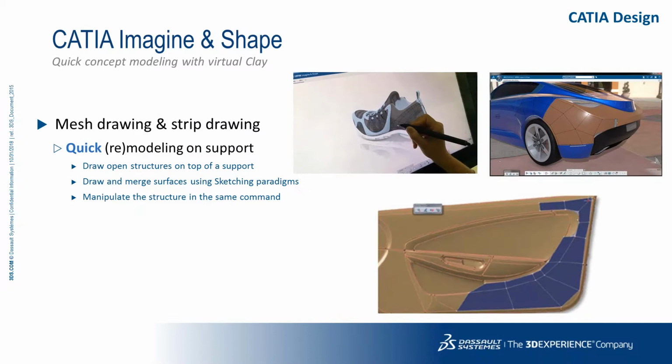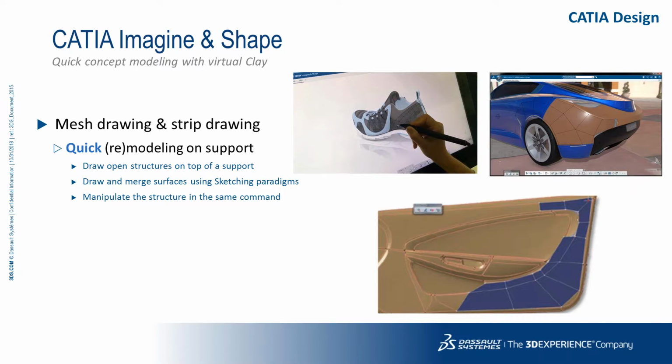So, CATIA Imagine and Shape. We have some really nice features to talk about here. The mesh and strip drawing tool creates geometry on multiple supports using the sketching paradigm you saw in Natural Sketch. You can use a Wacom tablet and a pen. It also works with a mouse.